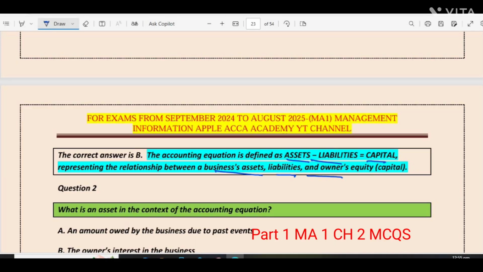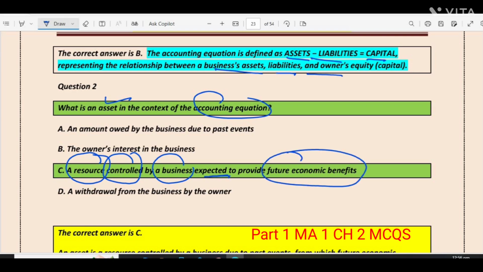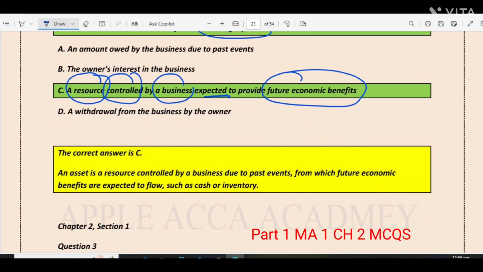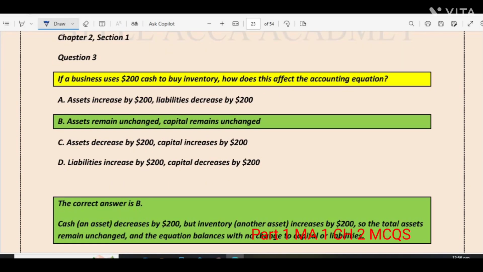And so it's pretty simple. So we have to move fast. Now, what is an asset in the context of accounting equations? It's about the definition of the asset. So asset is actually a resource controlled by a business, from which they are expecting some future economic benefit. So option C is the correct one, right? It is a resource controlled by the business due to past events, from which economic benefits are expected to flow, such as cash or inventory.